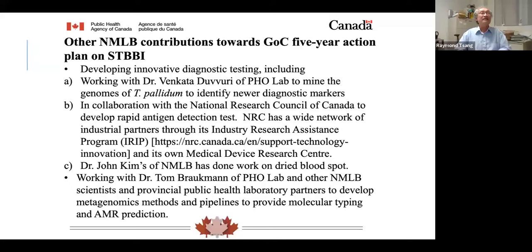And then other activities of NML include, for example, NML is working with Dr. Tom Brockman of PHO lab and other NMLB scientists and provincial public health laboratory partners to develop metagenomic methods and pipelines to provide molecular typing and monitoring antimicrobial resistance.